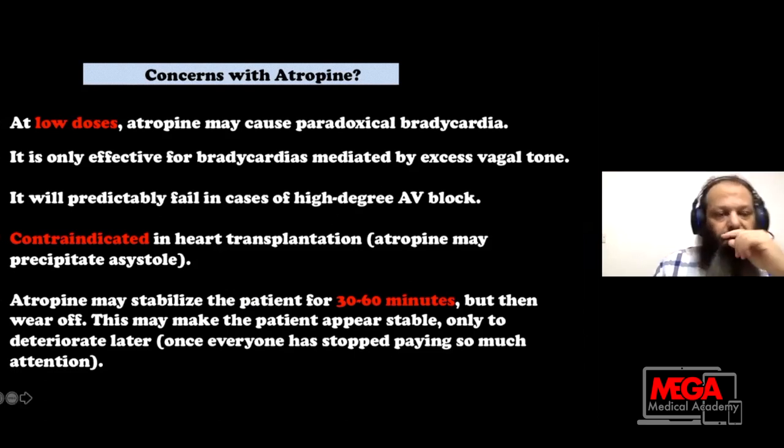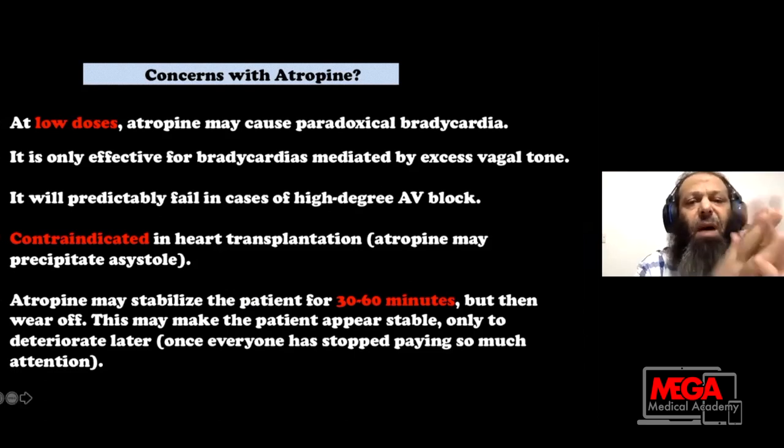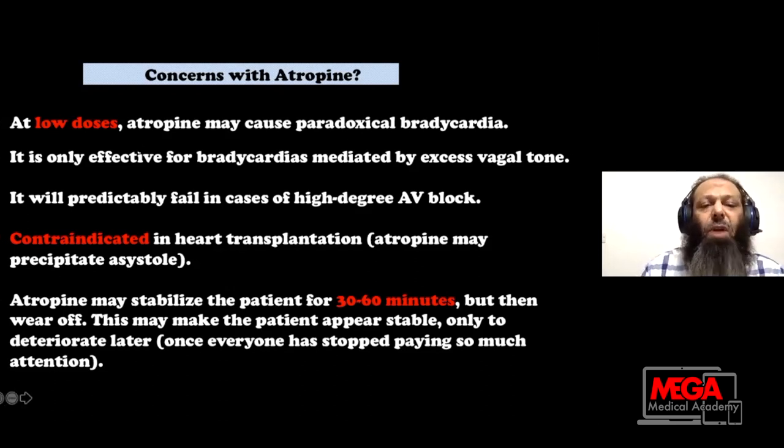Okay. So the concern about the atropine is that at low doses, atropine may cause paradoxical bradycardia. This is very important; you have to take care about it. It's only effective for bradycardia mediated by excessive vagal tone, of course. It will predictably fail in cases of high-grade block. So you should not give atropine for high-grade block, third-degree block, because the atropine will not act on high-grade block.